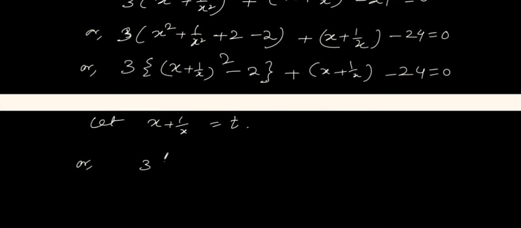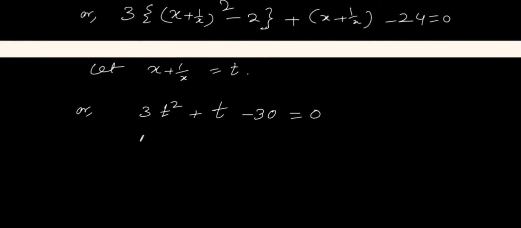So 3t square minus 6 and minus 24, so that we get minus 30. And here plus t. This equals 0. And this is a quadratic equation and we can easily solve this.